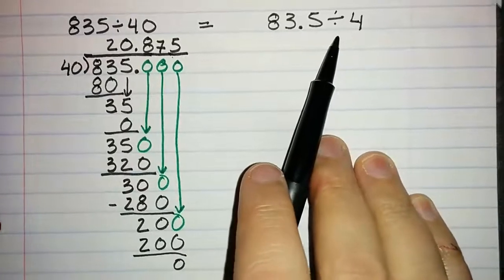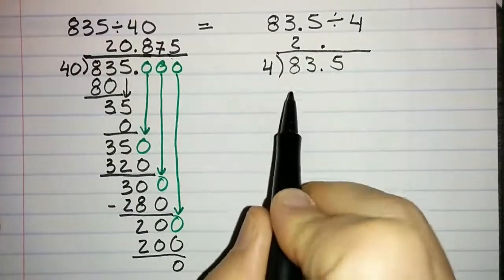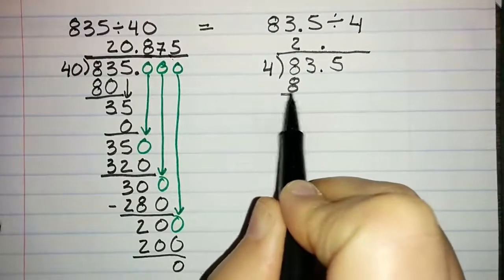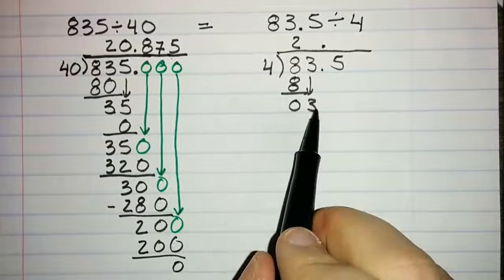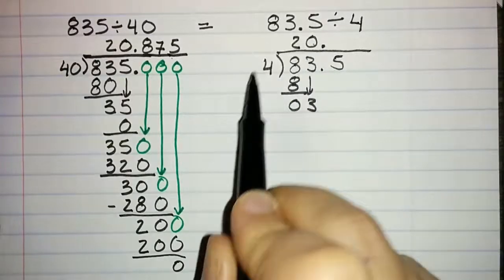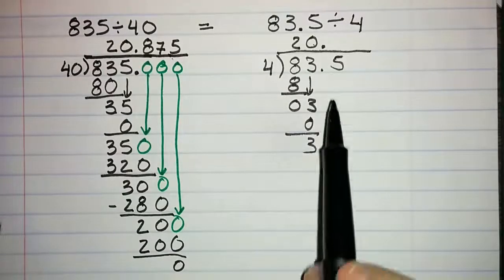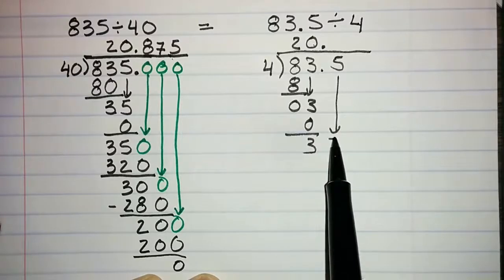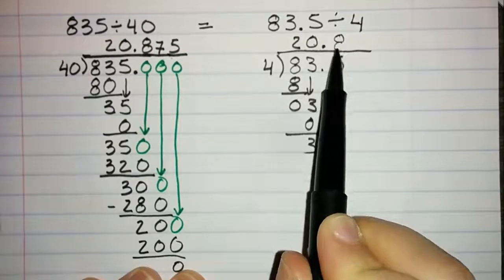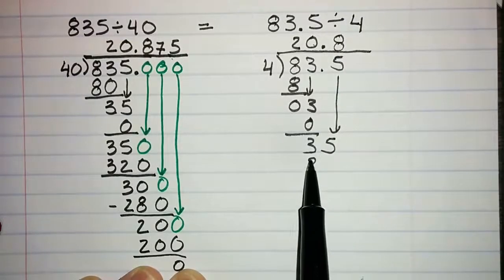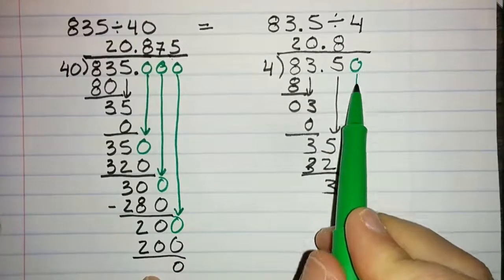Let's see how this goes if we think of it as dividing by 4. 4 goes into 8 twice. 2 times 4 is 8. Subtract and get 0. Bring down the 3. 4 goes into 3, not at all. 0 times 4 is 0. Subtract, I have 3. Bring down the 5. 4 goes into 35 8 times, since 8 times 4 is 32. 3 left. Write in another 0.